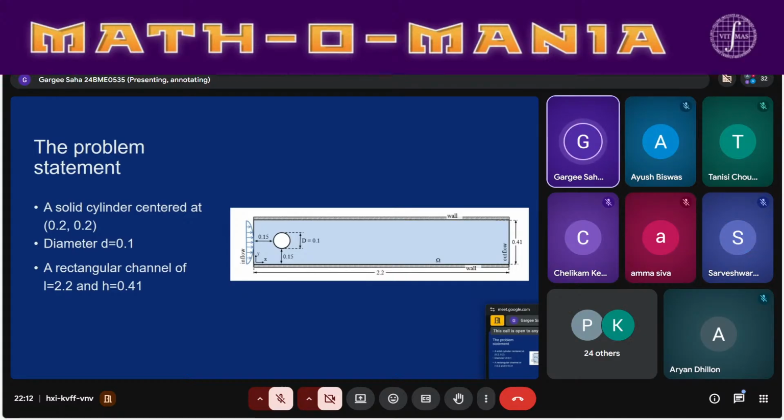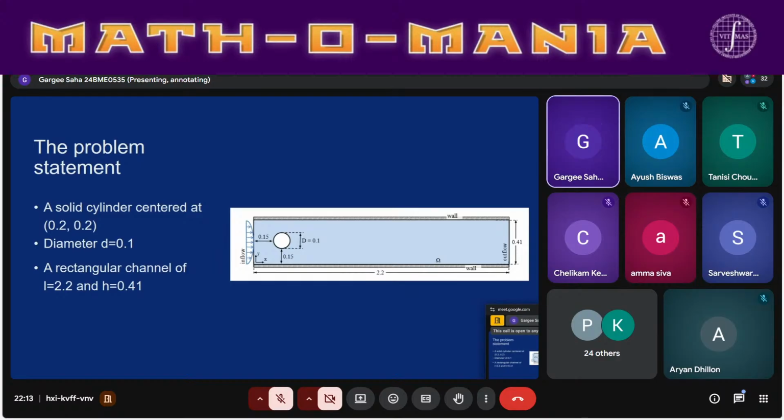Let's first learn a little bit about the problem itself. The problem states that the solid cylinder that we place inside this fluid chamber is centered at point 2 comma point 2. So in the x-axis it's at 0.2 and in the y-axis it's at 0.2. Here we will not use any units because in the simulation itself we don't really use them. The diameter of the cylinder is 0.1 and the rectangular channel will be of length 2.2 and height 0.41.